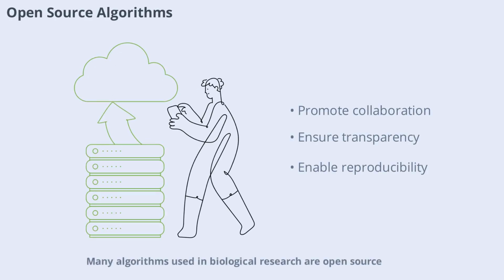Many algorithms used in biological research are open source, meaning their code is freely available for anyone to use, modify, and improve. Open source algorithms promote collaboration, transparency, and reproducibility in science. Researchers can build on each other's work, adapt algorithms to new problems, and share improvements with the community.